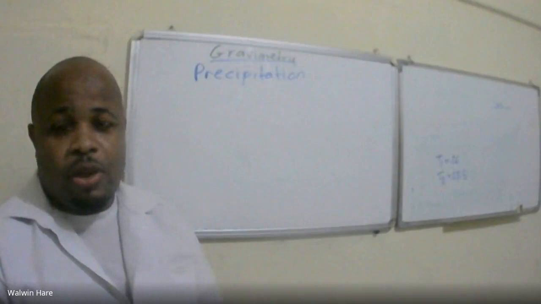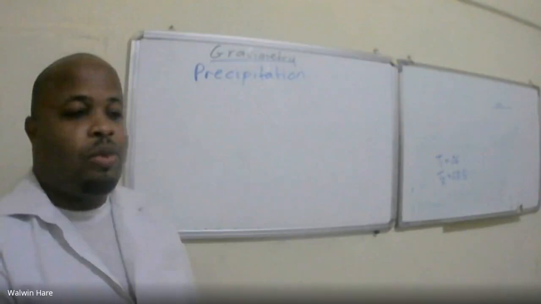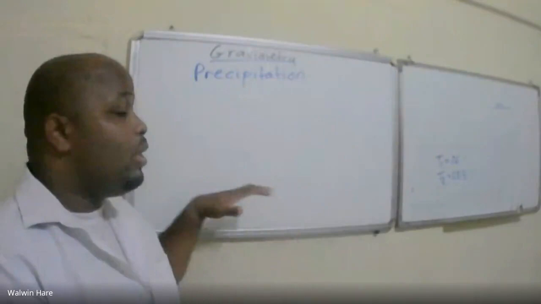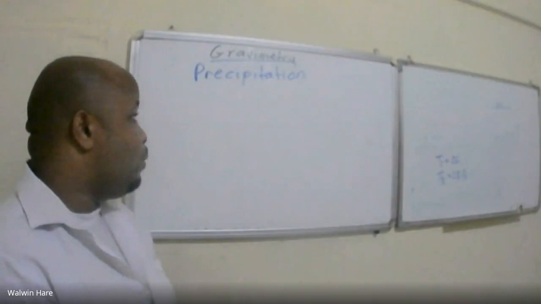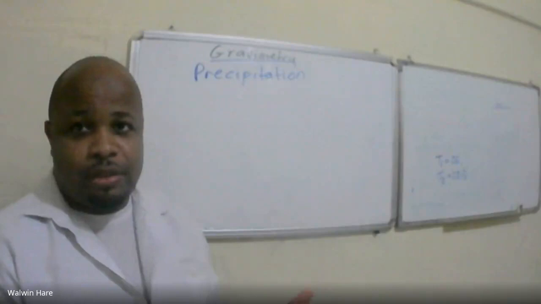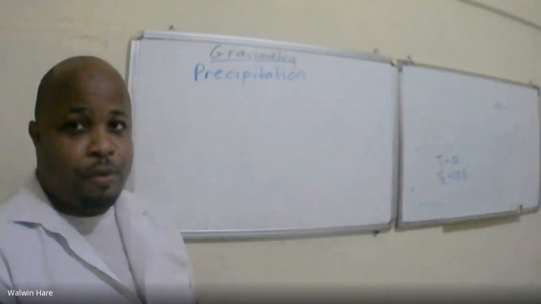So it's not like qualitative analysis, where you just want to know if lead is present or if chloride ion is present. It's quantitative analysis, so we need to find the exact amount. So what we have to do is convert the lead ions, which are aqueous, to a precipitate, right, so to a solid form.